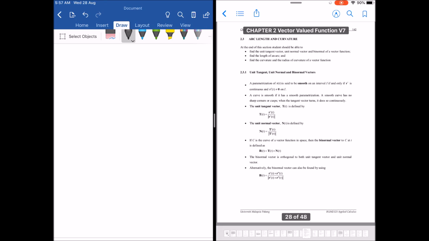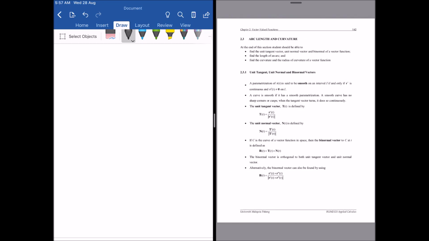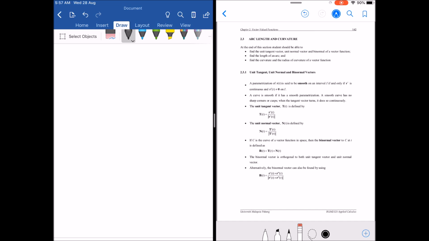This lecture is on topic 2.3.1, the unit tangent, unit normal and binormal vectors. In our module, this topic is on page 142. As you can see here, this topic deals with formulas. Here you have the unit tangent vector formula, here is the unit normal vector formula, as well as the binormal vector.